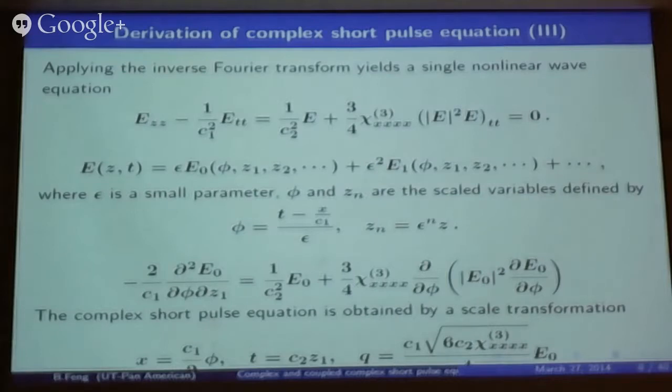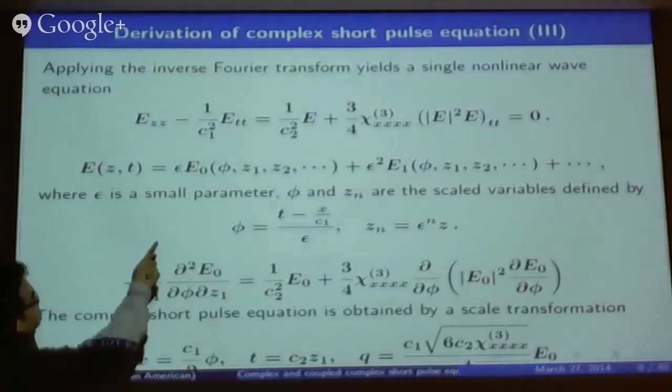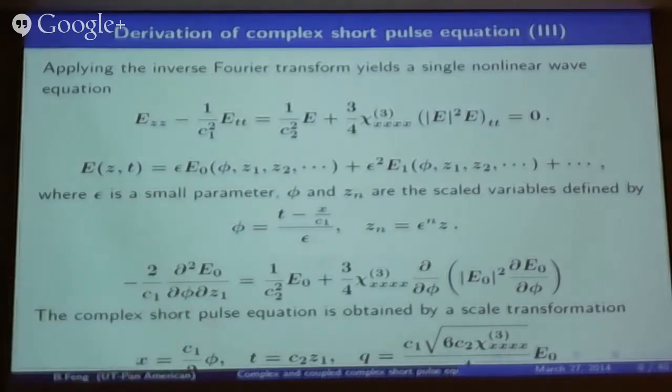Up to the zeroth order, we just want to get an approximation for that E naught. And here phi, z, and the other quantities are the variables defined here. And finally, we come up with this equation. And after the scaling, we get the complex short pulse equation I proposed in the very beginning.